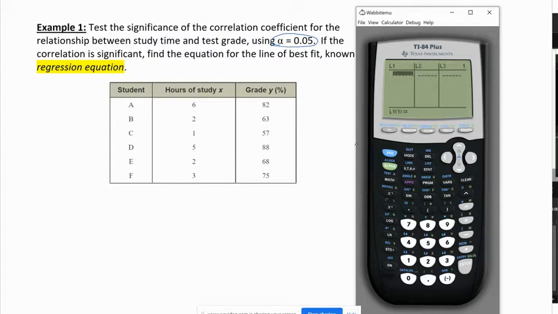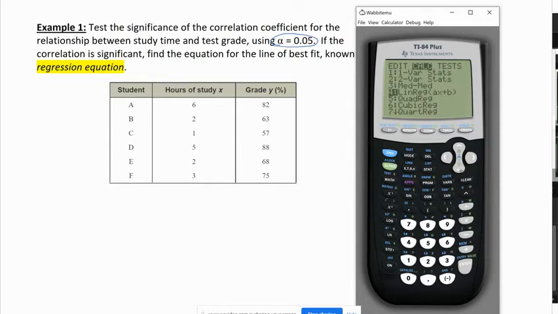And so I'm going to put the hours of study in list 1: 6, 2, 1, 5, 2, and 3. And then in list 2, the y values are 82, 63, 57, and so on. Okay, so now that we have the data entered, we'll go to Stat, Calc, and we're looking for linear regression.